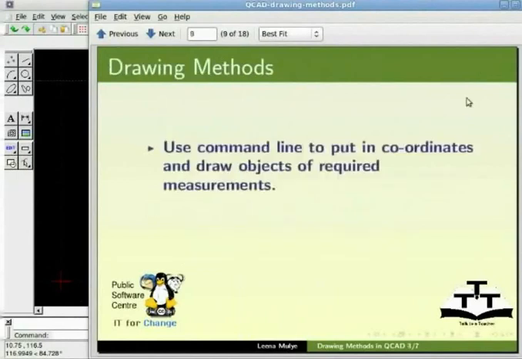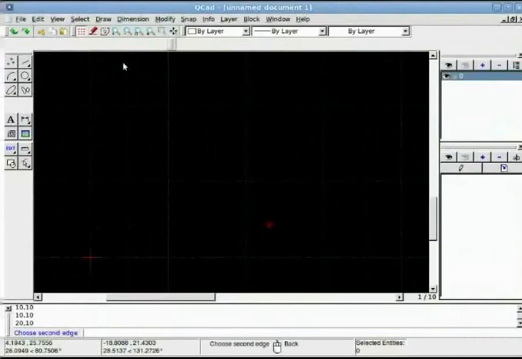Let us first see how to use the command line to put in coordinates to draw points and draw objects of required measurements using the Cartesian coordinate system. Please have the QCAD application open in your system. If you want to know how to install QCAD, please refer to the earlier tutorial called Introduction to QCAD, which is available on the Spoken Tutorial website.